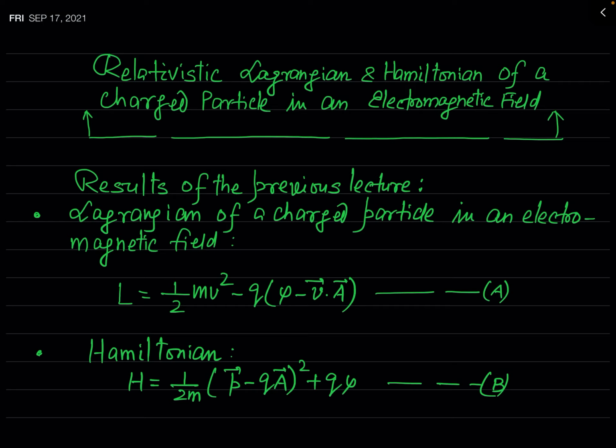But for your convenience, I am just repeating the final results which we obtained in the previous lecture. In fact, we have seen in the first lecture on this topic that the expression for the Lagrangian L of the particle moving in an electromagnetic field was obtained like this: L equals half m v squared minus q phi plus q v dot A.